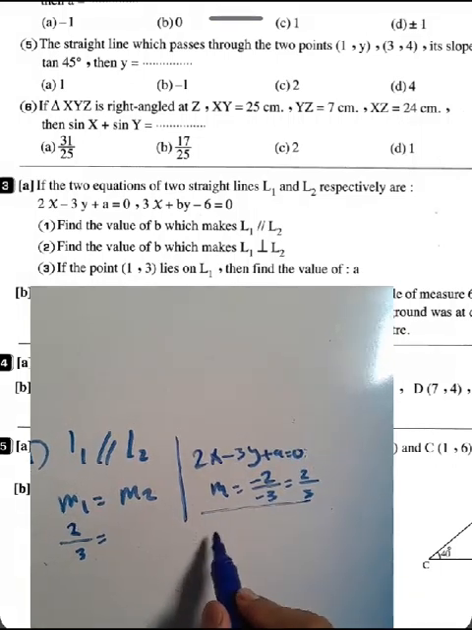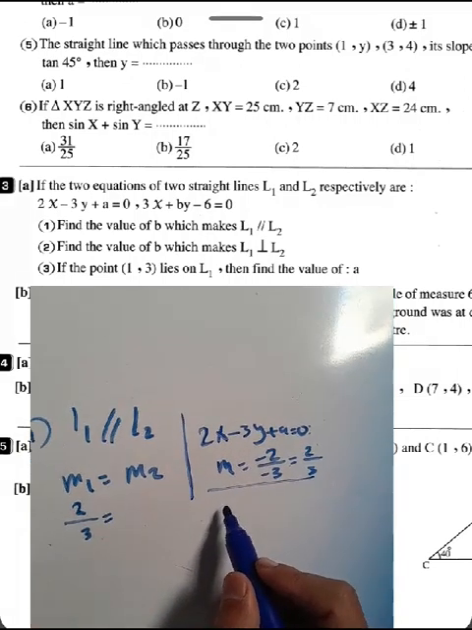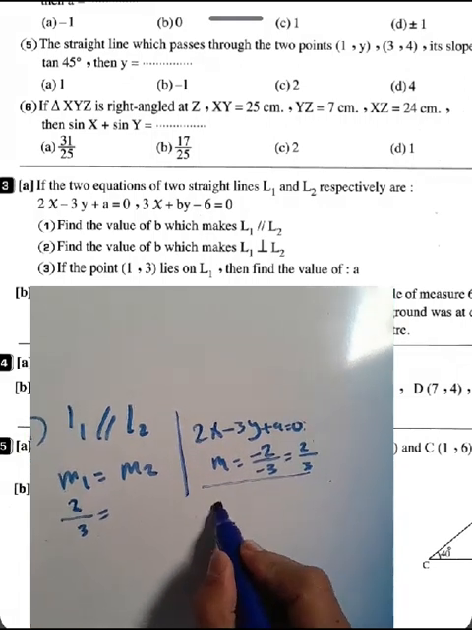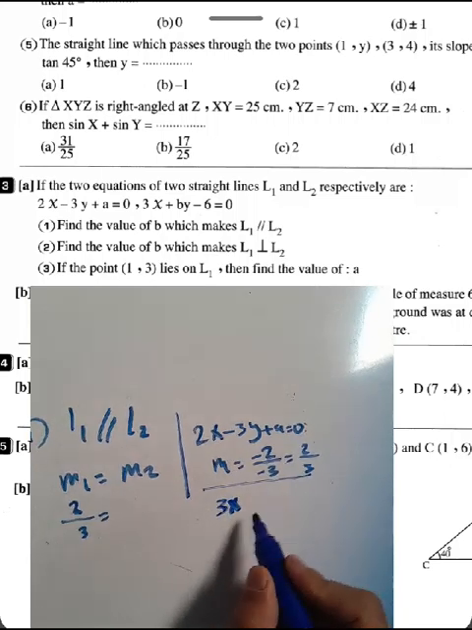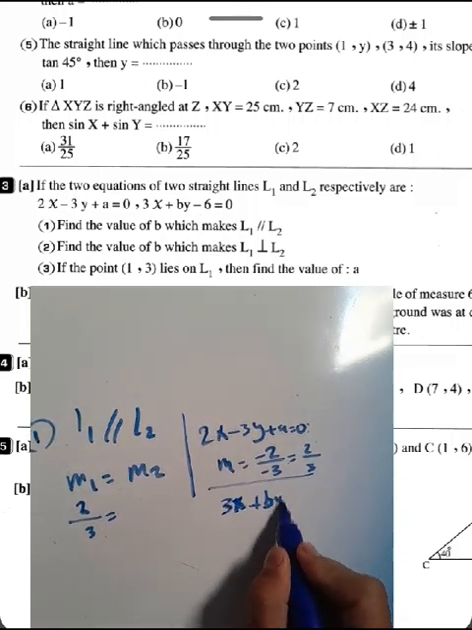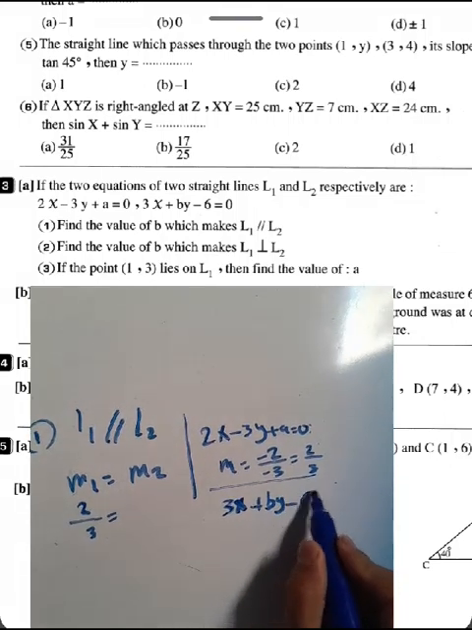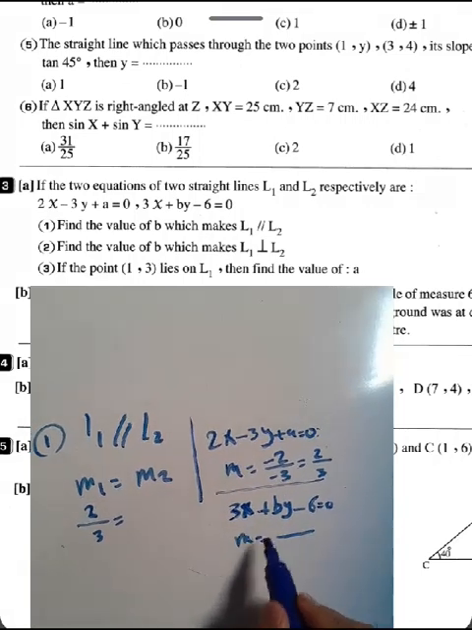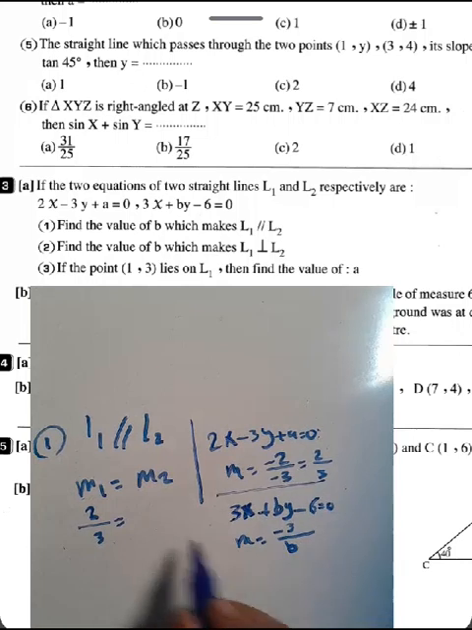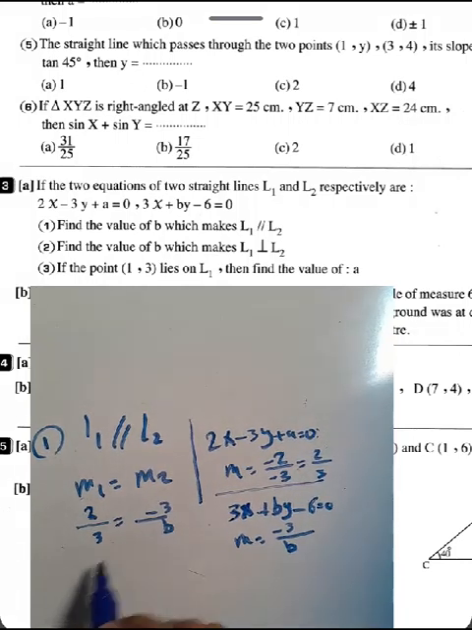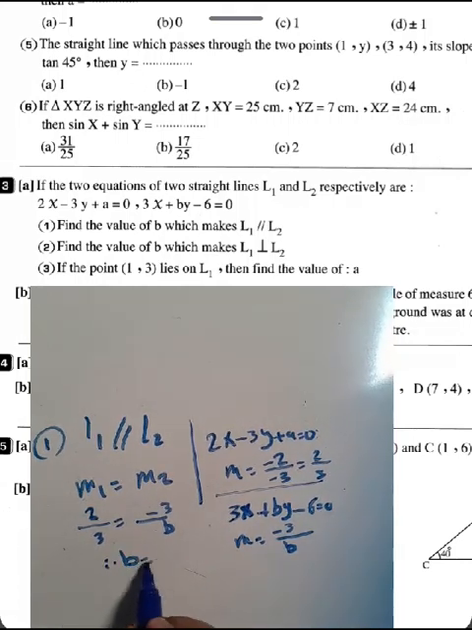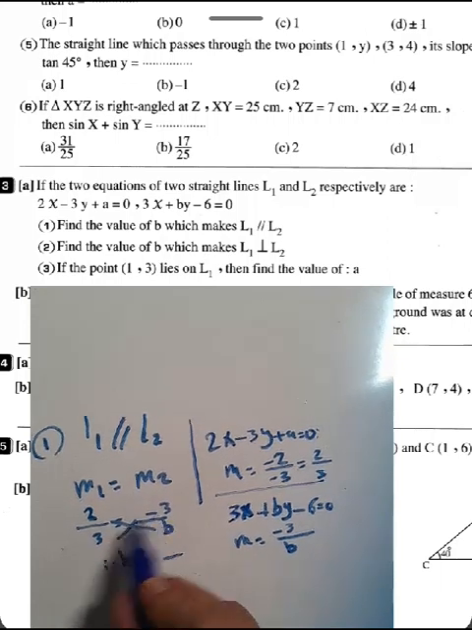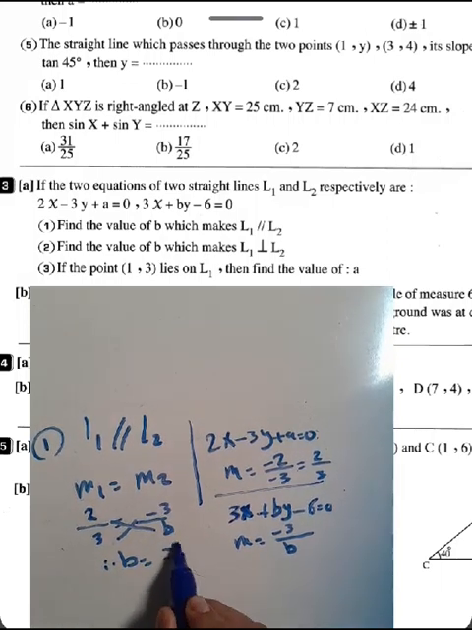And then we can write the second slope from the straight line 3x plus by minus 6 equals 0. The slope here will be negative coefficient of x over coefficient of y. The result will be negative 3 over b. Then b equals negative 3 times 3 over 2, which is negative 9 over 2.